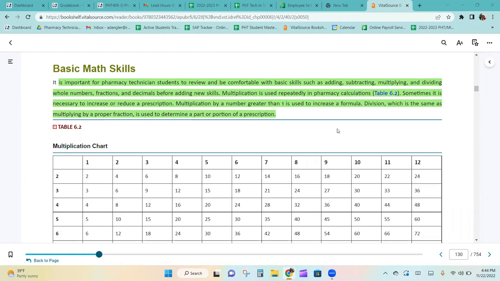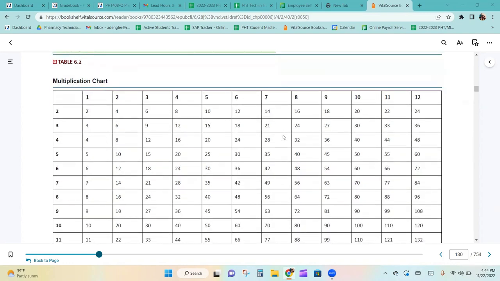It is important for pharmacy technician students to review and be comfortable with basic math skills, such as adding, subtracting, multiplying, and dividing whole numbers, fractions, and decimals before adding new skills. Multiplication is used repeatedly in pharmacy calculations. Sometimes it is necessary to increase or reduce the prescription. Multiplication by a number greater than 1 is used to increase the formula, and division, which is the same as multiplying by a proper fraction, is used to determine a part or portion of a prescription.